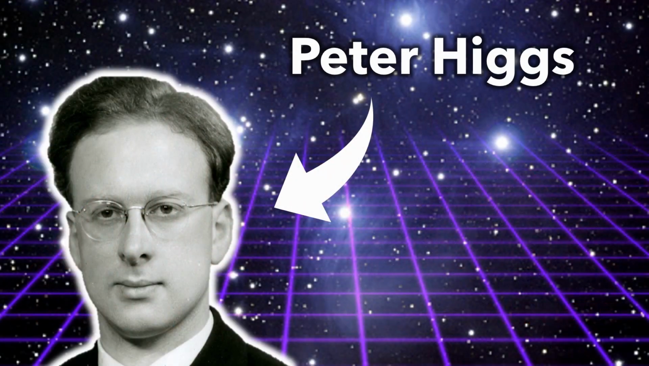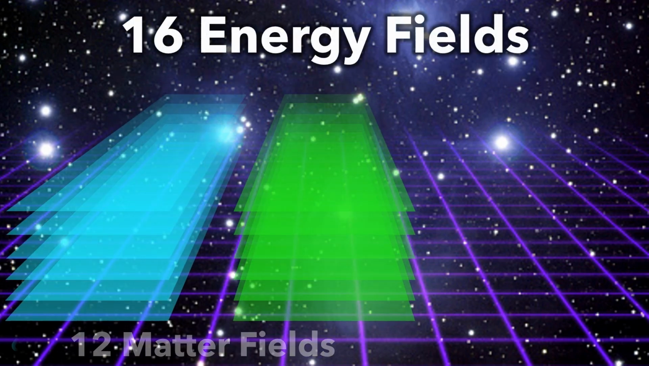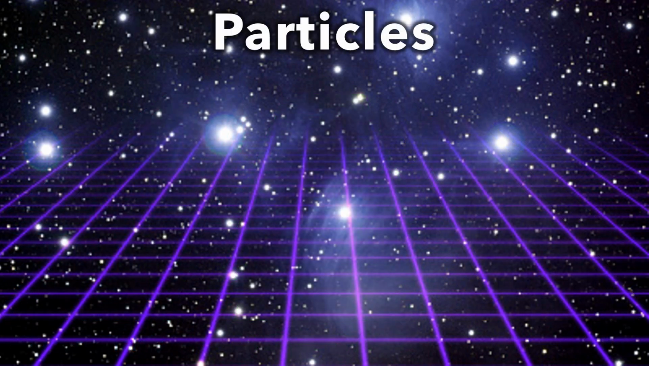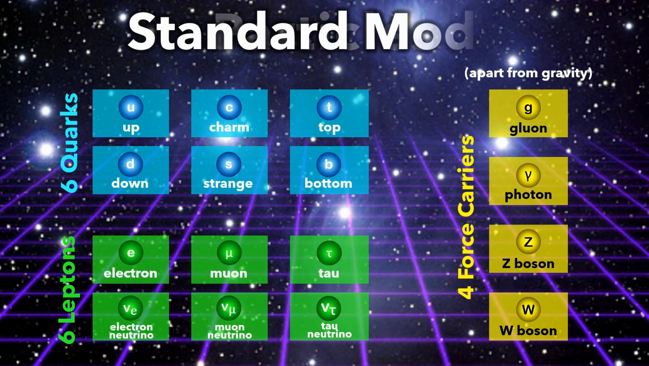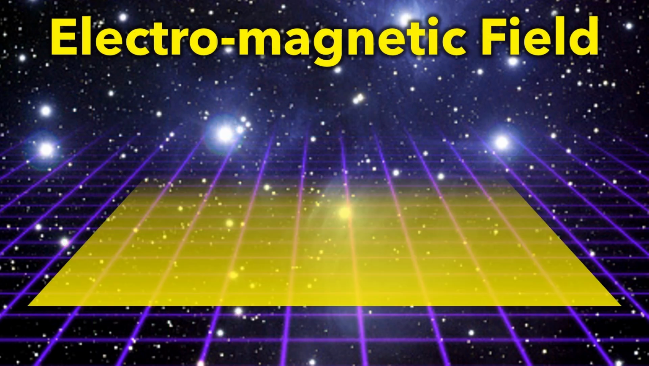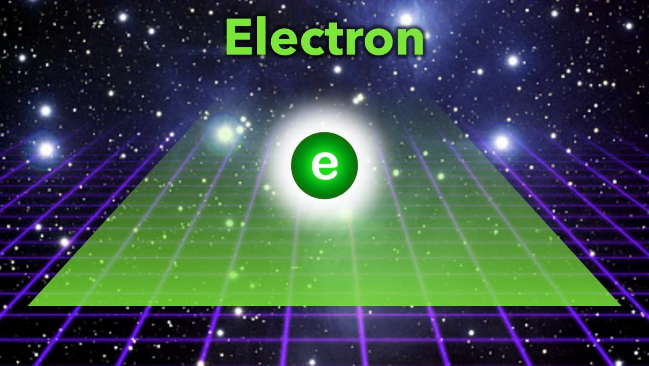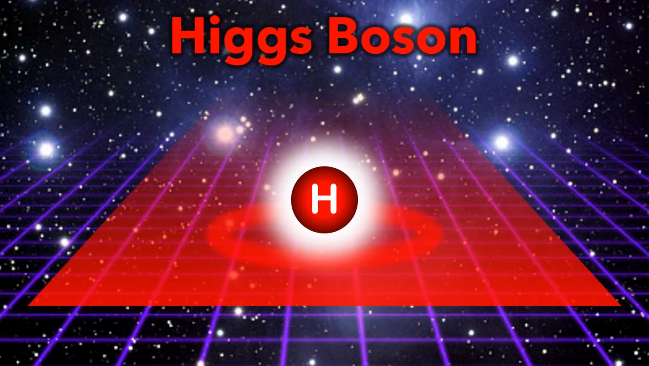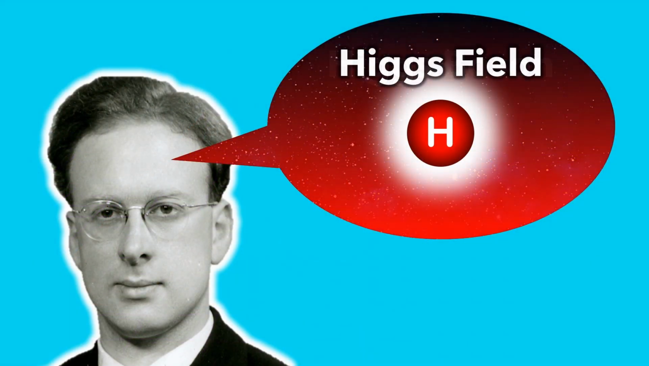Well, Peter Higgs knew that the fabric of space was made of 16 energy fields, 12 matter fields, and 4 force fields, which let matter communicate. He knew that they existed because each field had its own particle in what's known as the standard model of physics. For example, the electromagnetic field has photons, the electron field has electrons, so if the Higgs field existed, it should have its own particle, the Higgs boson. So, discovering the Higgs boson would prove that the Higgs field existed.